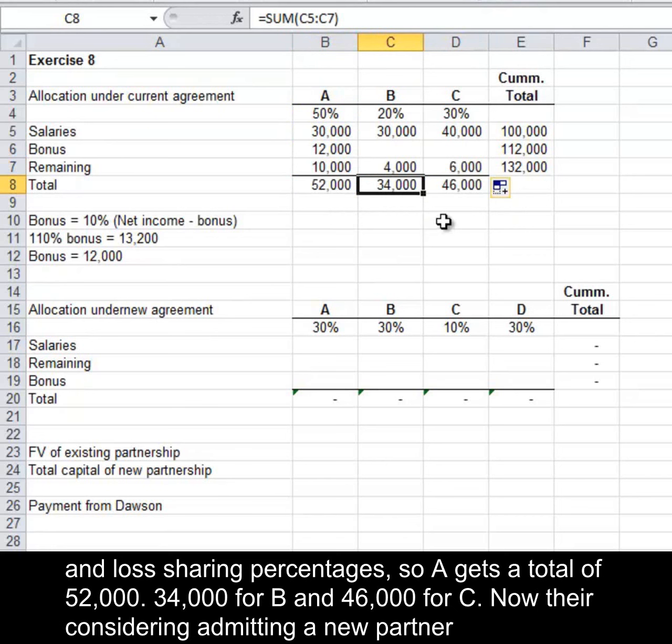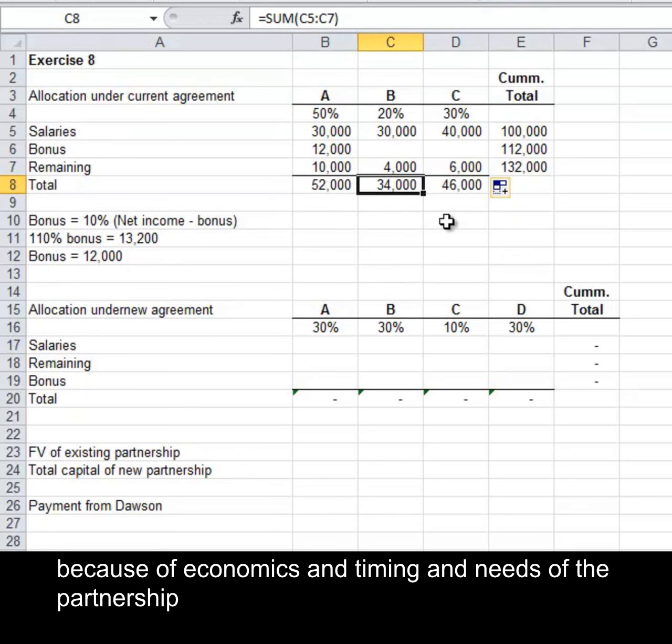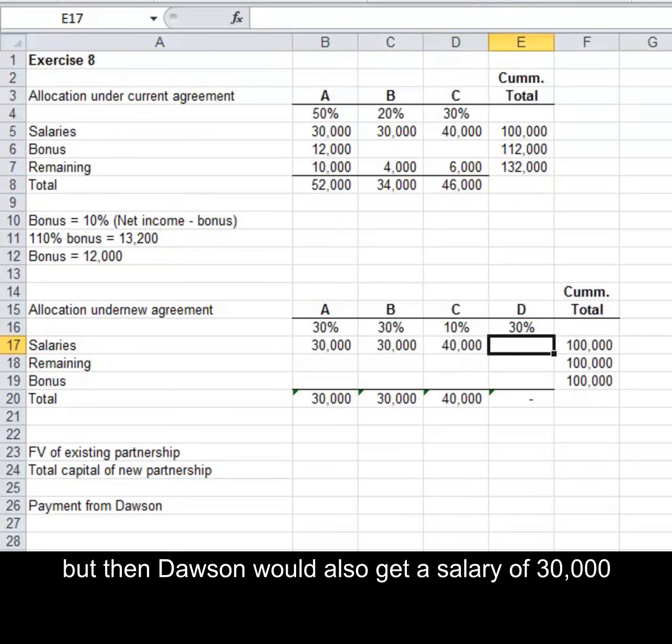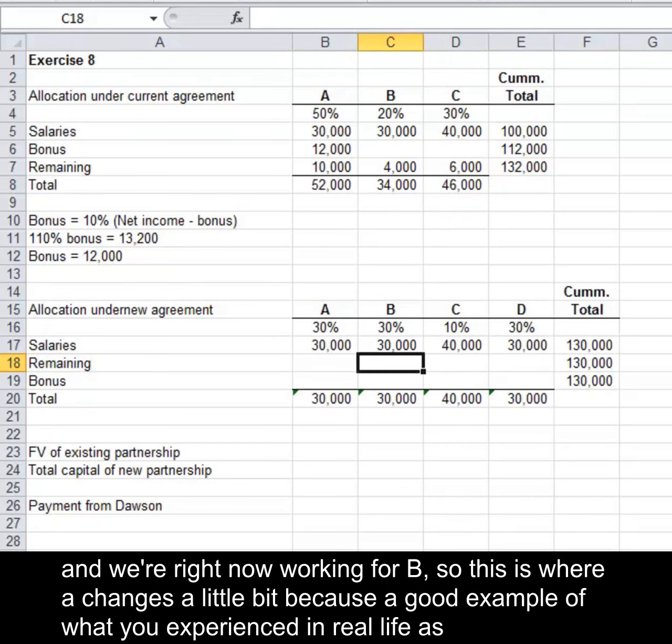Now they're considering admitting a new partner because of economics and timing and needs of the partnership. So they're looking at Dawson, and Dawson has a different suggestion. Under the agreement with Dawson, the initial salaries would stay the same, but then Dawson would also get a salary of 30,000. And we're right now working for B, so this is where it changes a little bit, because it's a good example of what you experience in real life.